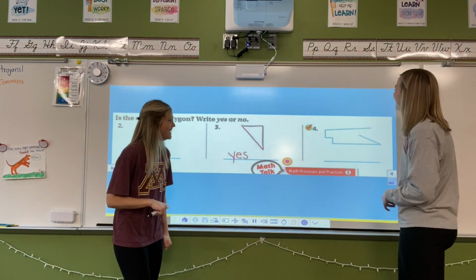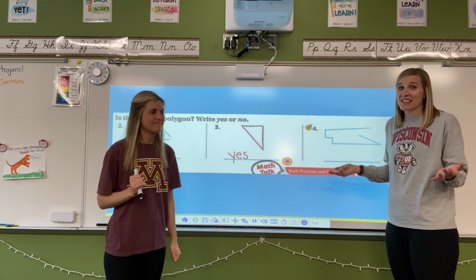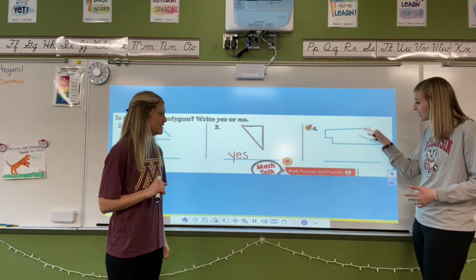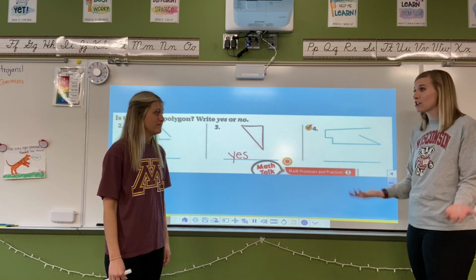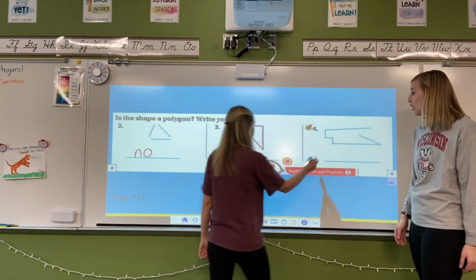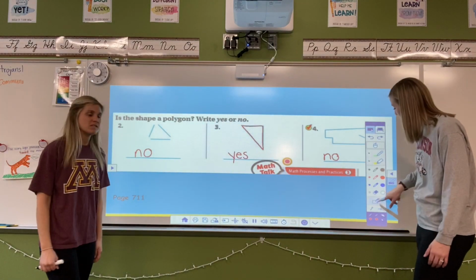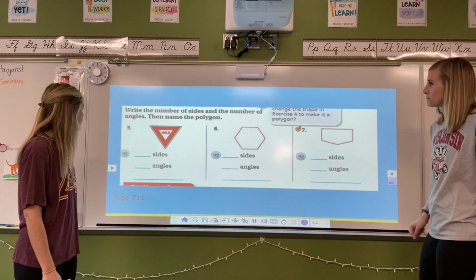Nice. Number 4. I really can stop at the first one, because I see an opening right here. And I know that all polygons have to be closed shapes. So, nope. Not a polygon. That was easier than I thought. Yeah, way easier.